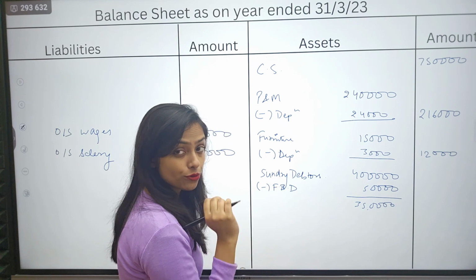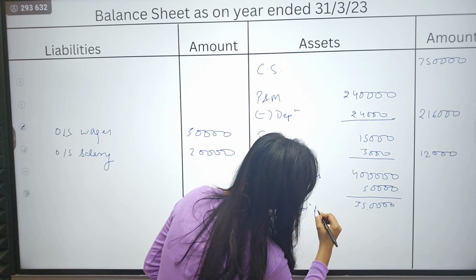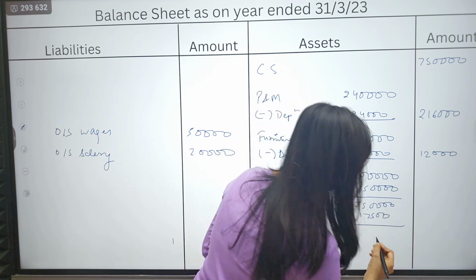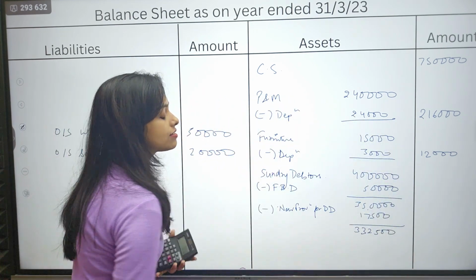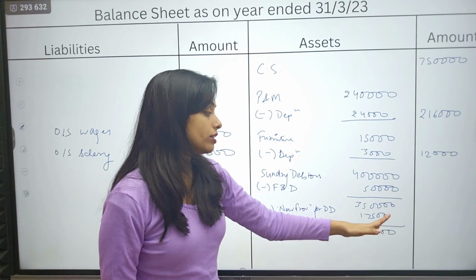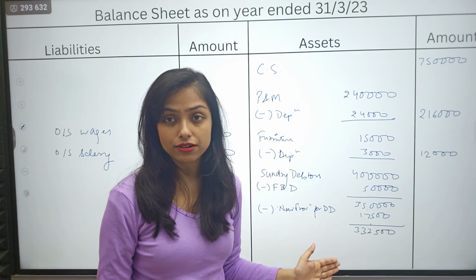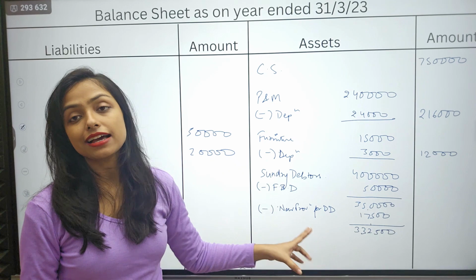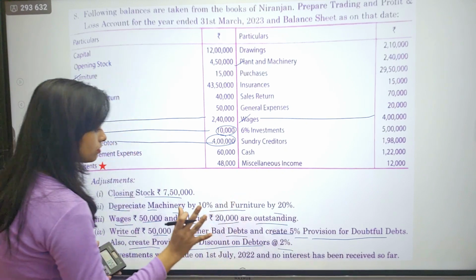Now, second place that I am going to adjust it in is new provision for doubtful debts. 17,500 I am going to reduce from here. This becomes 3,32,500. Okay, this is my final balance now. I am trying to tell that, look, after removing the 17,500 of doubtful debts, because I am expecting people might default on this 17,500 in future, hence I am telling my people who are seeing my balance sheet that look, I am expecting only 3,32,500 from my debtors. Okay. This we have done.